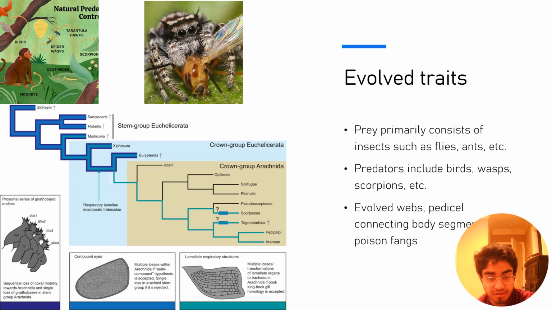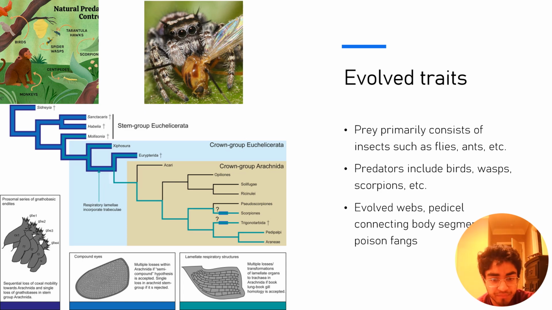However, what sets spiders apart is their evolved webs using silk that has been ejected out of their spinnerets to capture prey. They've got the pedicel, which connects their body segments, and their poisonous fangs, which they can use to inject into their prey to paralyze them, making it easier for them to eat.